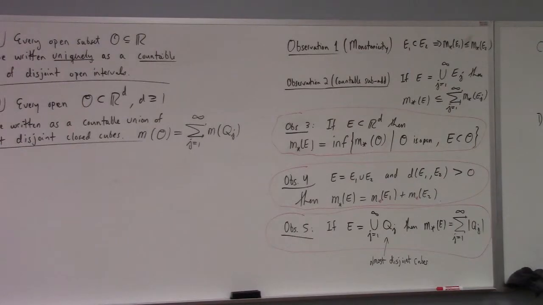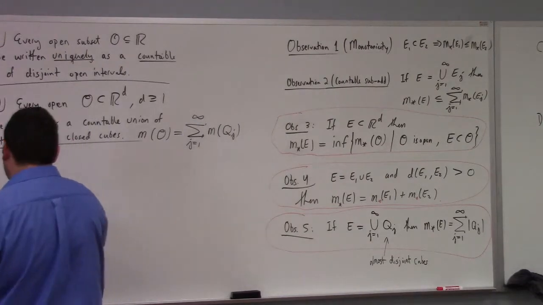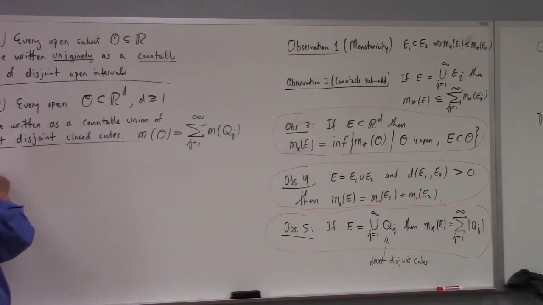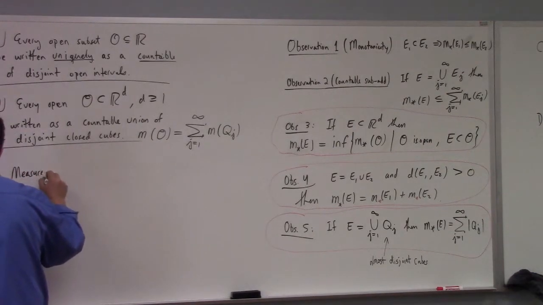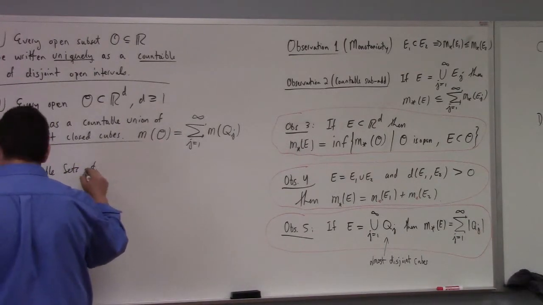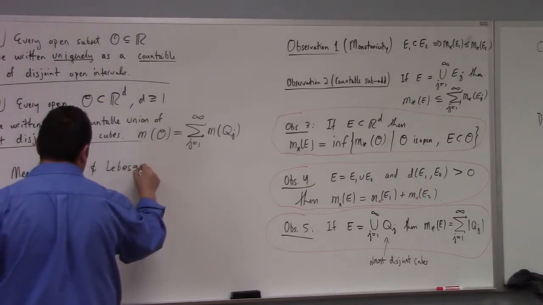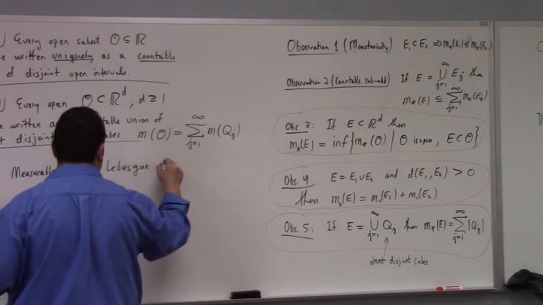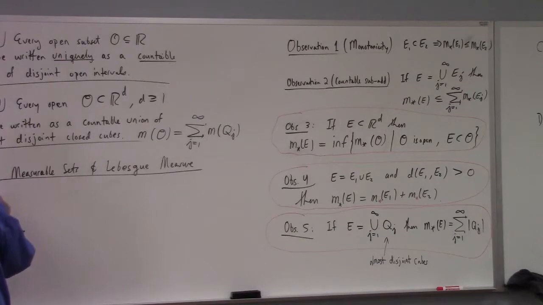I don't really care. All right, so this brings us to section 3 finally, which is the definition of Lebesgue measurable. So I'll write down the definition for us, section 3: measurable sets and Lebesgue measure. I'll start with the definition.